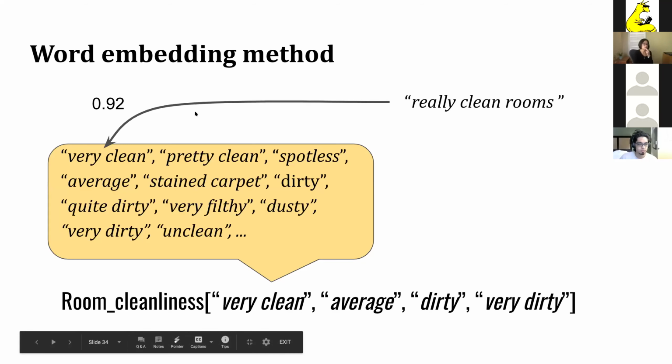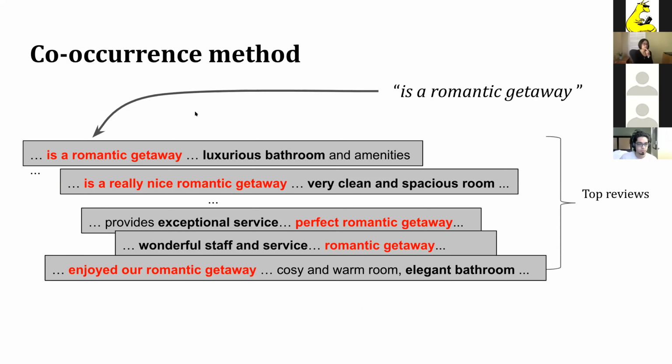So let me give you an illustration, and I hope I have it. Yeah, here. So this is how we do it, right? For is a romantic getaway, you try the word embedding method. It didn't produce any markers with a high enough cosine similarity with this phrase. So we go to the co-occurrence method. And the first thing that is done is to compute the top positive reviews where the phrase is a romantic getaway occurs in the review, right?